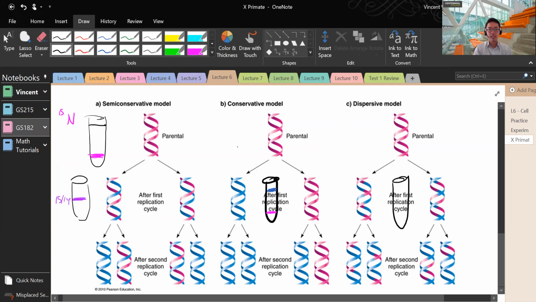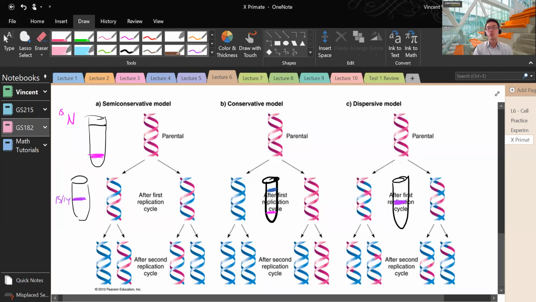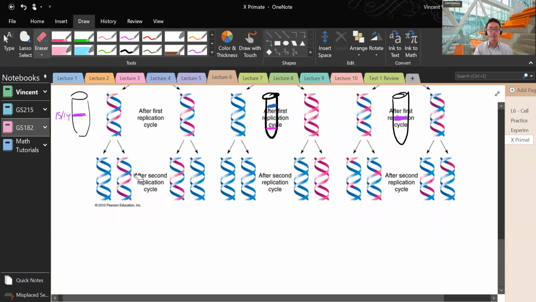So if I were to spin this down, I would also get a 15-14 band in the middle. And that's what they detected. Okay, after one generation of division, they spin down the DNA, and this is the result. Which is why they cannot decide whether it was a semi-conservative model or the dispersive model. They knew it was not this one because they did not observe two DNA bands. They only observed one middle band, which is why they need to do it one more time, okay?